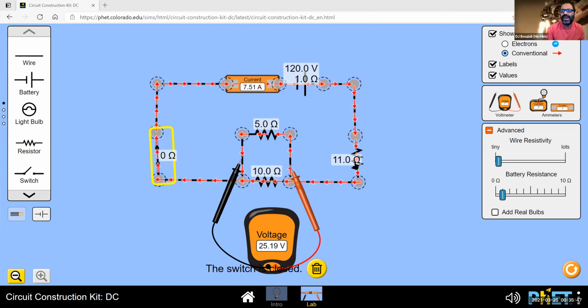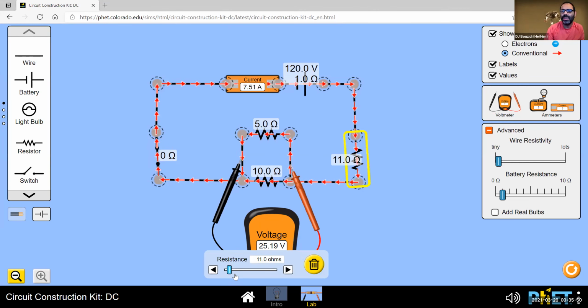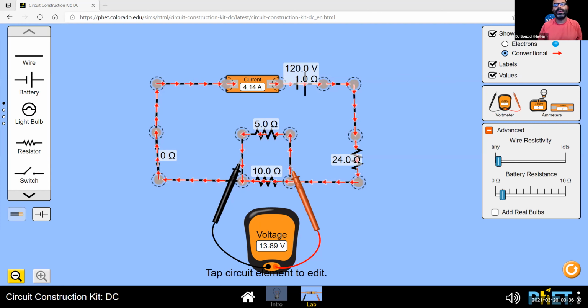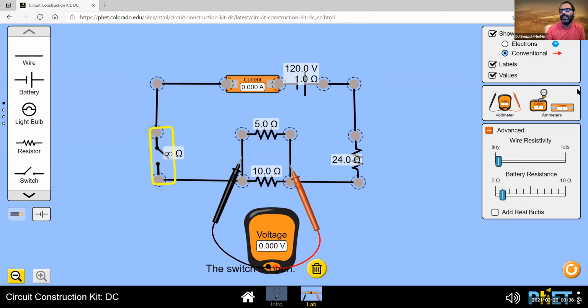Again, change this value another five more times to get more readings. This is 13.89, and I have 4.14 amps. So this should be, again, 13.89 divided by 4.14 amps. It's again 3.35, okay? 3.36, actually, according to my calculator. You're supposed to do this six times. You collect the data, and now you do the analysis. Okay? Make sense?